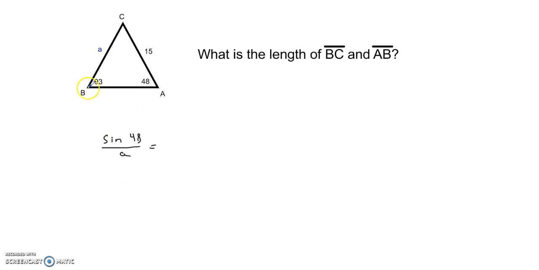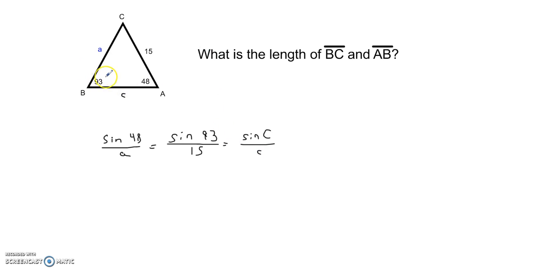So we'll just go to B. We know that that's going to be equal to the sine of angle B, which we know is 93 degrees, over the length of the side across from it, or 15. Now our last relation will be the sine of angle C over the side across from it, which we also don't know. So we'll just call that lowercase c for now.